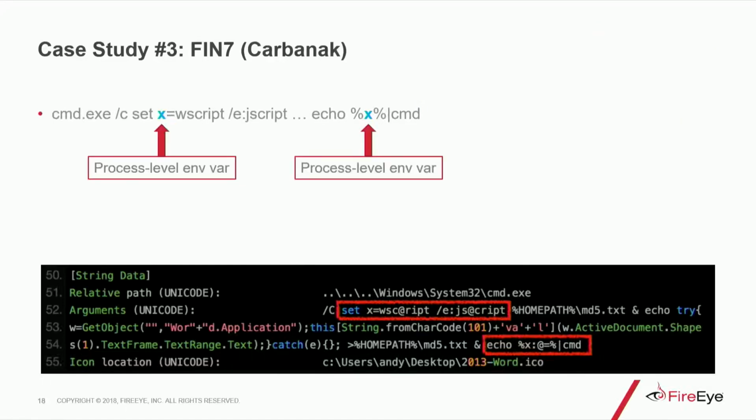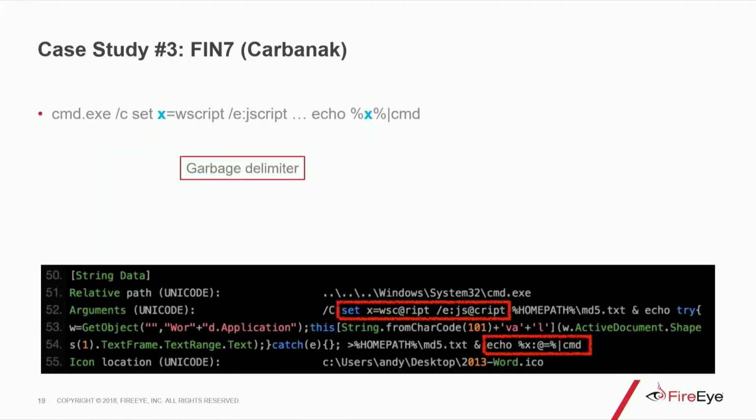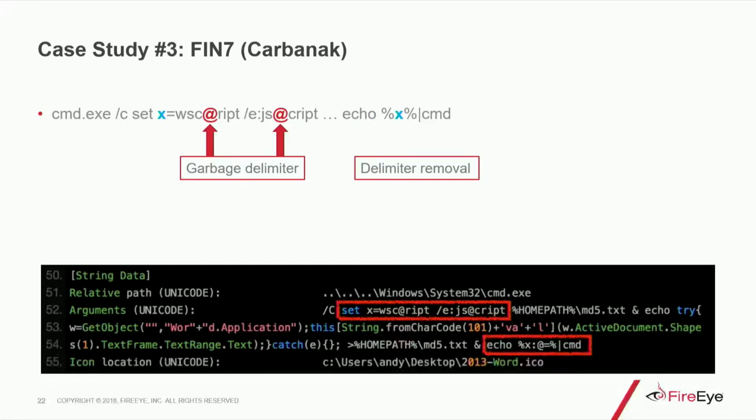Well, first, they're running cmd, and they're setting this WScript command into an environment variable called x. They then write out the JavaScript file, but then at the very end, they echo x into cmd, because just like PowerShell, cmd can also receive from standard input. But then they put in these garbage delimiters, the @ sign. They put it in WScript and JScript, because perhaps some defenders were looking for these static strings in link files. But then, when they echo the x variable, they make a space after the variable name, and they insert this syntax right here, which is really fascinating.